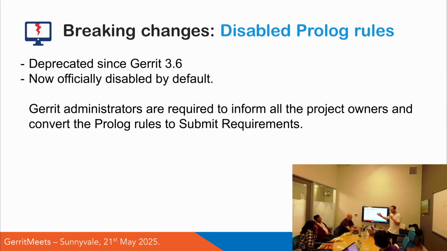So yeah, Gerrit administrators are required to inform all the project owners that they need to migrate to submit requirements. You can use the tool that I mentioned earlier, but yes, get off Prolog rules. You can still change the setting and enable it. But as you just said, if I try to update my Prolog rules, it definitely won't let you create new Prolog rules. If you try and update the current ones, it might object, but also your current ones might just not work as expected. So yeah, I would get off Prolog rules.